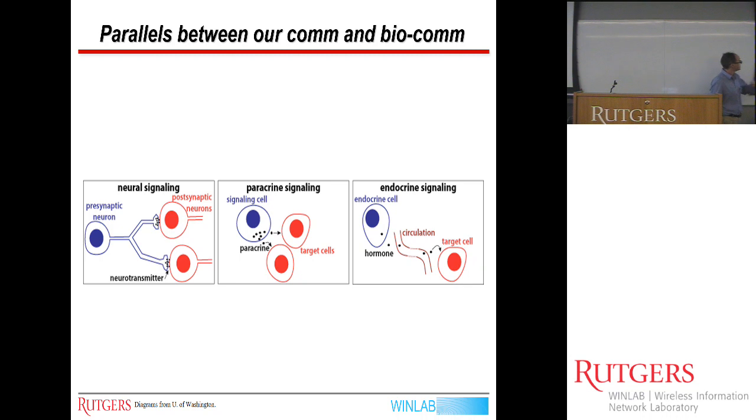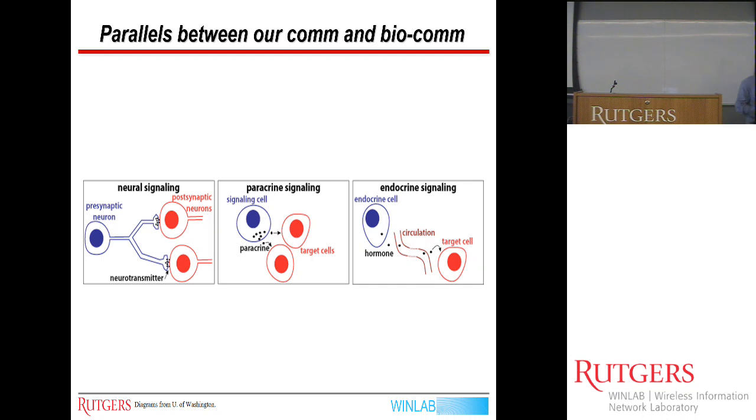So over here on the left, we have an example of a juxtacrine signaling system. This is actually neuron signaling, so one neuron connects to the next neuron. They're basically touching, right? Next over in the middle is the paracrine signaling.